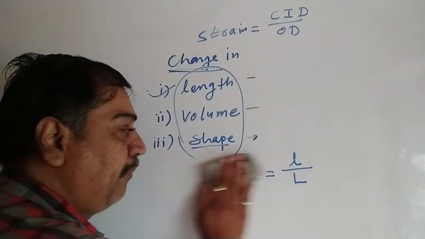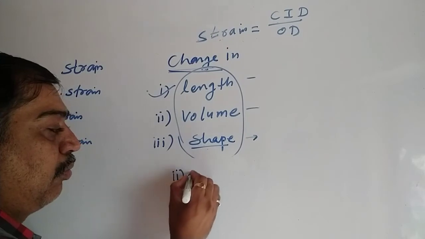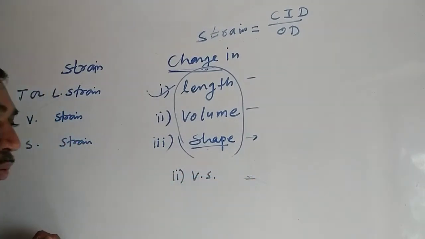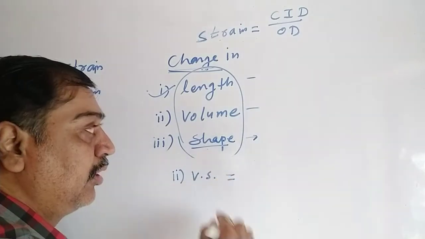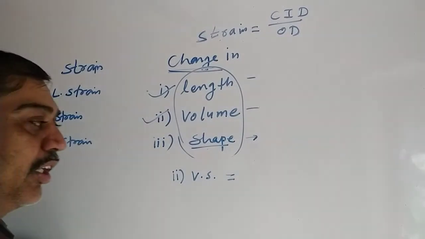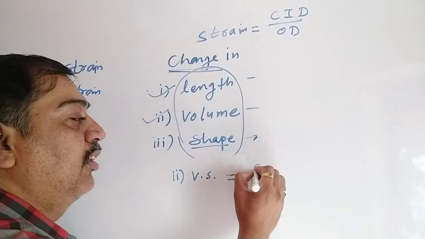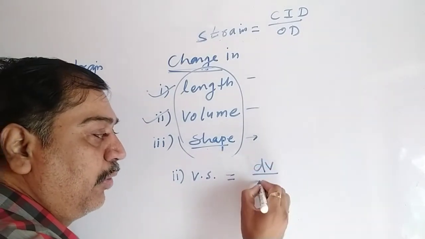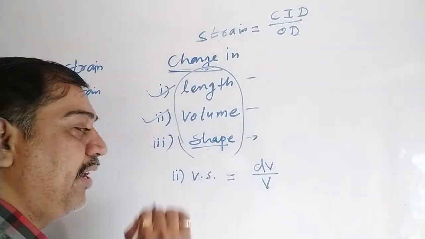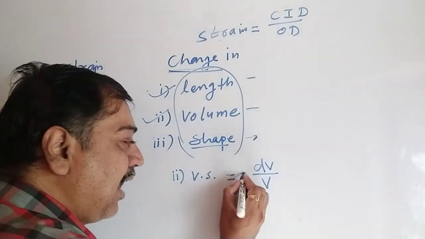Let's go to the second one. Volume strain. So what is the volume strain? Which dimension is going to change? Volume is going to change. So here it is change in volume divided by original volume. Suppose change in volume is dV, original volume is V. Application of force on the balloon. So dV by V is said to be volume strain, and here the minus sign always comes.